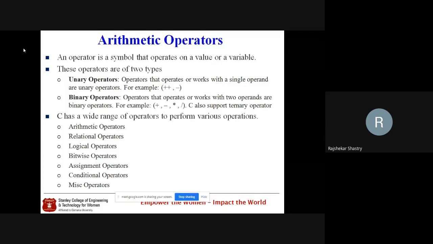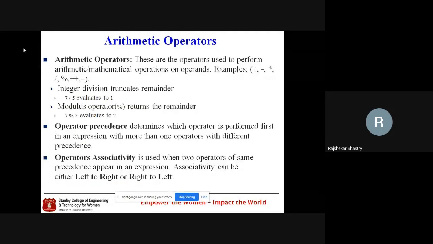Bitwise operators are there to apply operations on bits, binary digits. Similarly, assignment operators are there, conditional operators, nothing but ternary operators, and some miscellaneous operators like the sizeof operator and the address operator. So these are the different categories or groups of operators in C language. Let us start with the discussion of arithmetic operators.